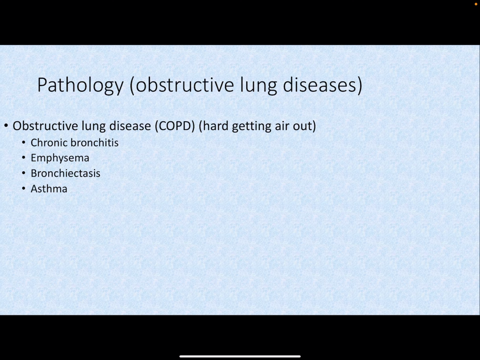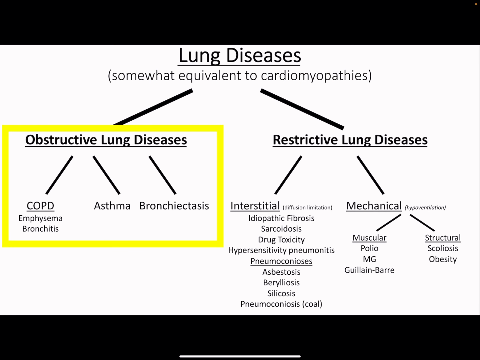Obstructive lung diseases. Hard time getting air out, mainly. So COPD encompasses bronchitis and emphysema, and then bronchiectasis and asthma are the other 2 conditions. Here we go, as opposed to restrictive lung diseases, which is trouble getting air in.